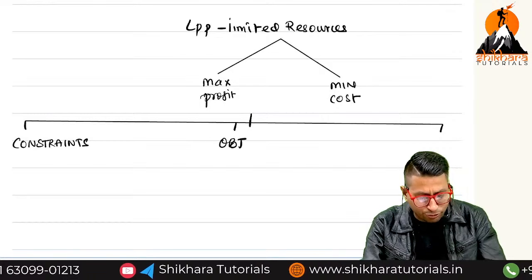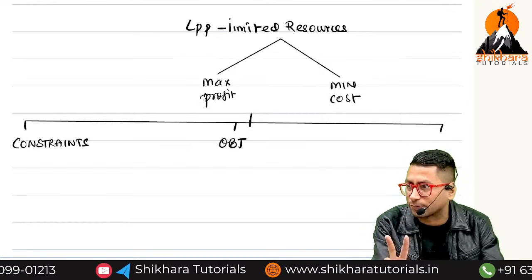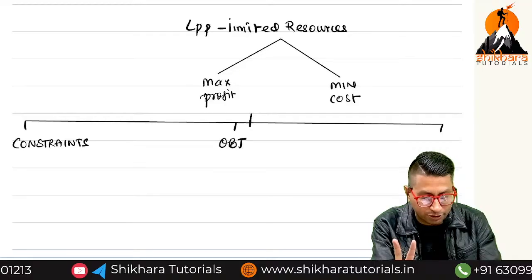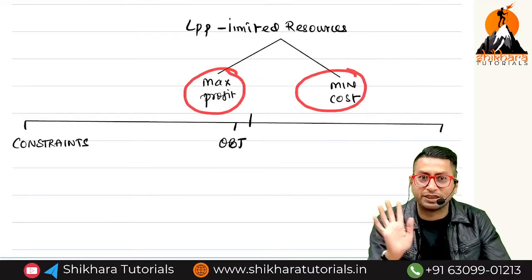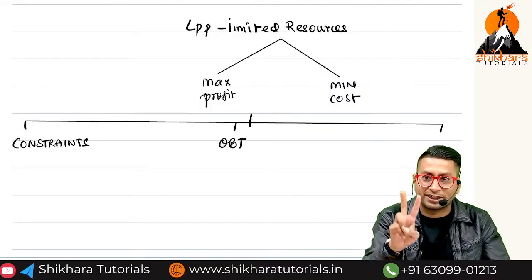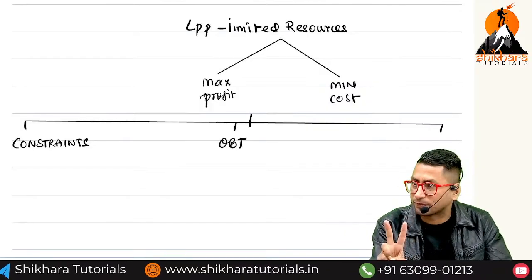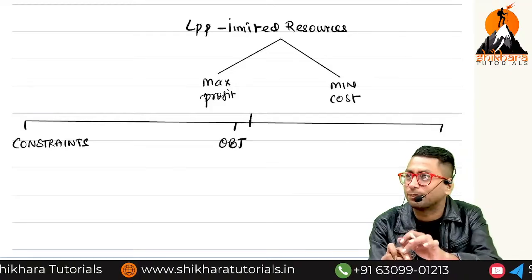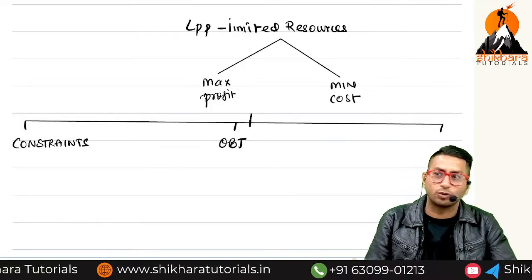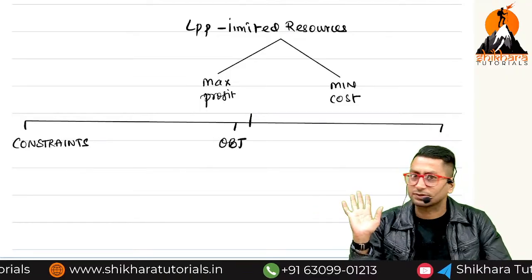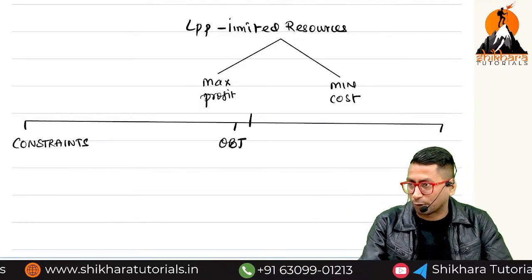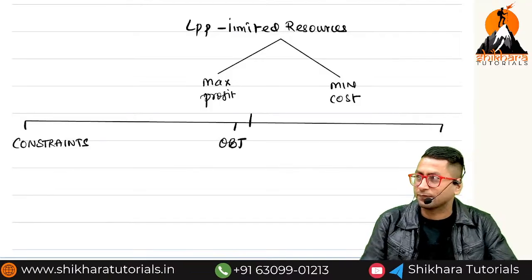I already told you there are only and only two objectives in linear programming. What is that? Maximization of profit or minimization of cost. So how many types of problems will we have? Only two problems. Maximization problems, minimization problems, nothing else. Only two types of problems in our syllabus.